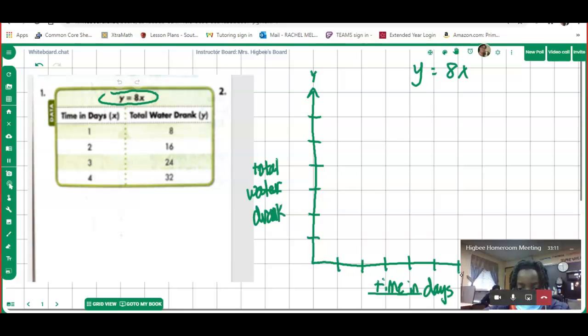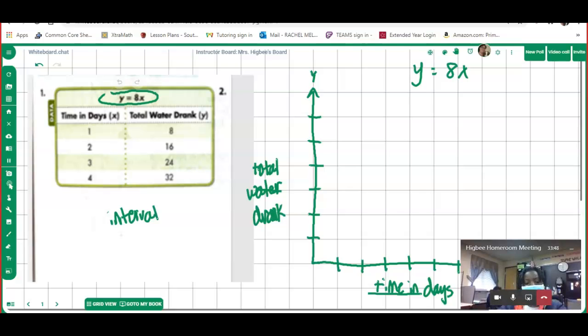Now what I need to do is figure out my interval, meaning, what does each of these squares represent? Let's look at the x-axis. What should my interval be? Should I go by 1s, 2s, 5s, 10s, 100s? Think about the highest number on the x-axis in the labels here in the table. It's 4. So if I go by 1s, would I have enough?